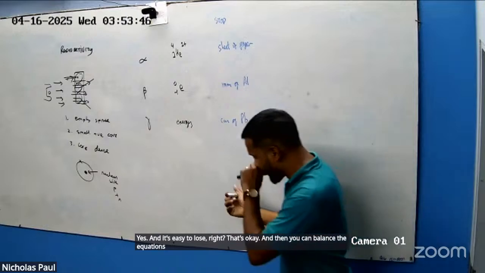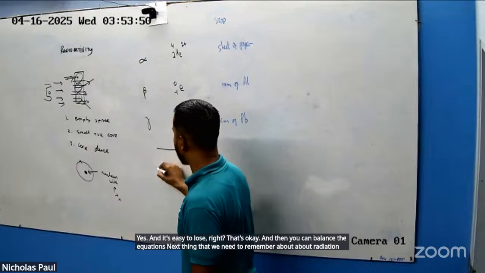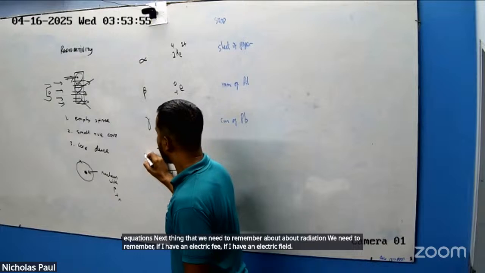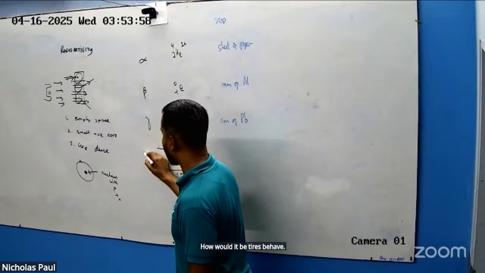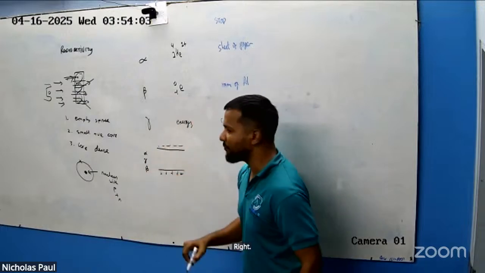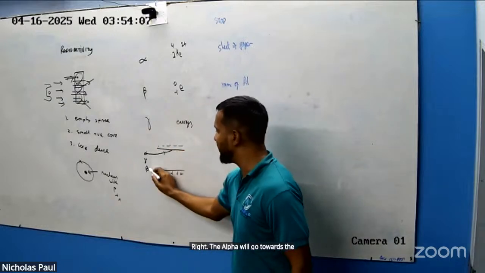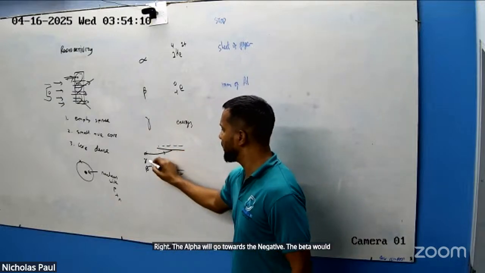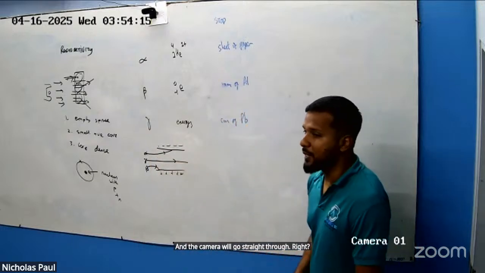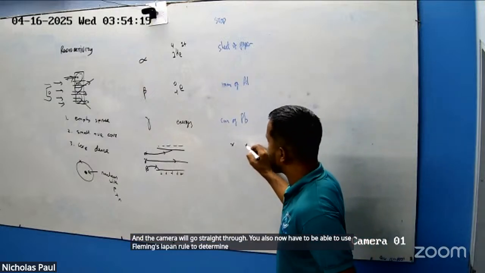Next thing that we need to remember about radiation, we need to remember if I have an electric field, how the beta behaves. Where would the alpha go? The alpha will go towards the negative. The beta will go towards the positive, and the gamma will go straight through. You also now have to be able to use Fleming's right-hand, left-hand rule to determine what will happen if they pass through a magnetic field.